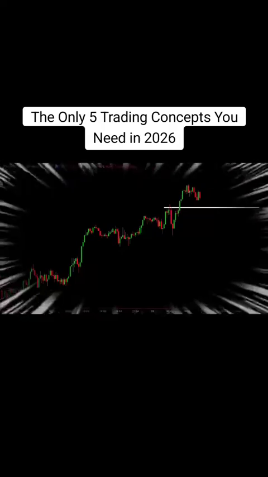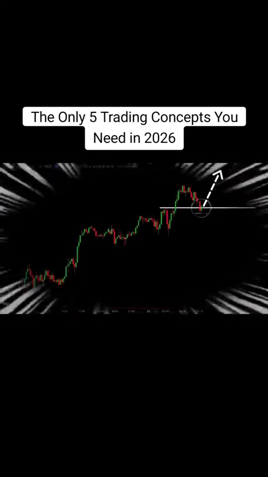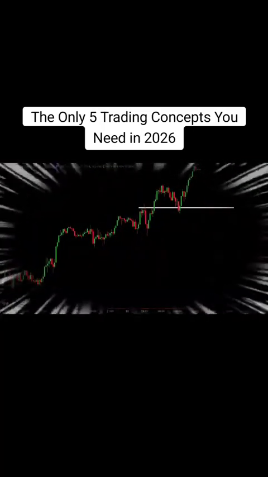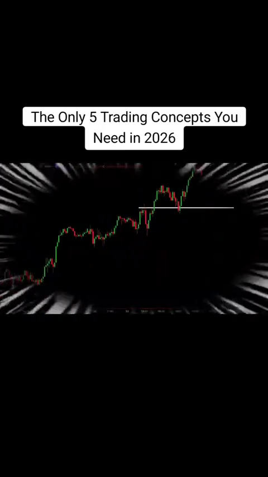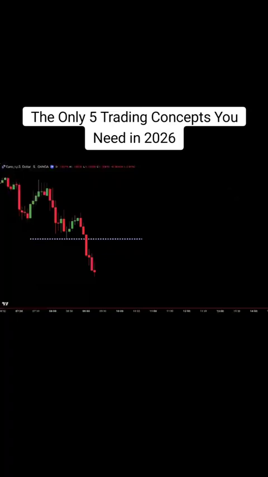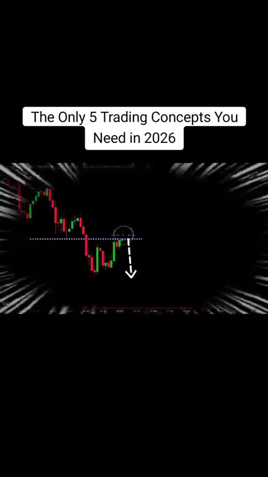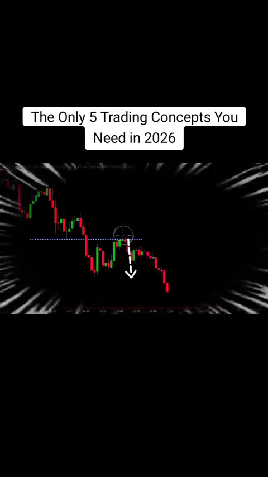Here's what you look for. Price retraces into a previous support zone. Selling pressure slows down. Buyers step back in and defend that level. When price holds support and starts rejecting lower prices, the retracement is likely ending, and the next impulsive move can begin. In a downtrend, it's the same logic, but reversed. Price retraces into resistance. Buying pressure weakens. Sellers defend the level and push price lower.